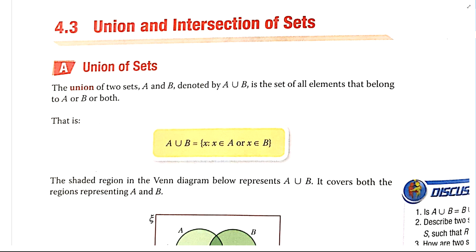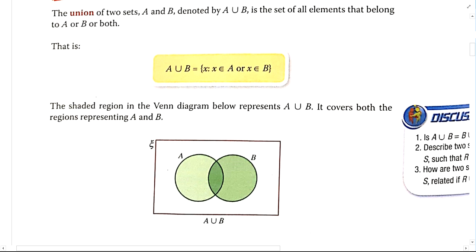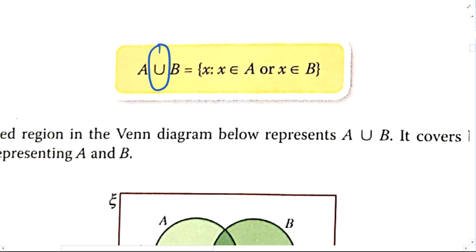4.3, union and intersection of two different sets. Sometimes there can be more. Okay, so union. I believe most of you understand the word union. It means a combination. In this case, we use this symbol to represent union. What does it look like to you? The letter U. So this symbol that looks like the letter U is used to represent union.